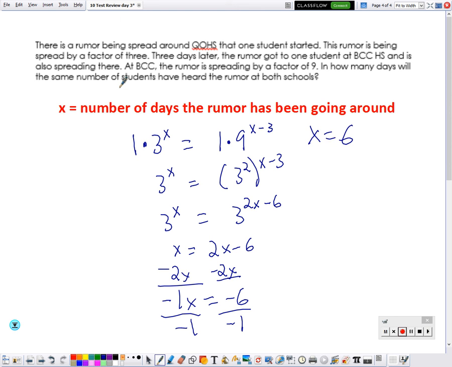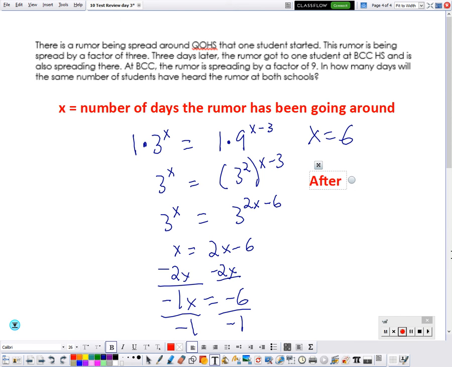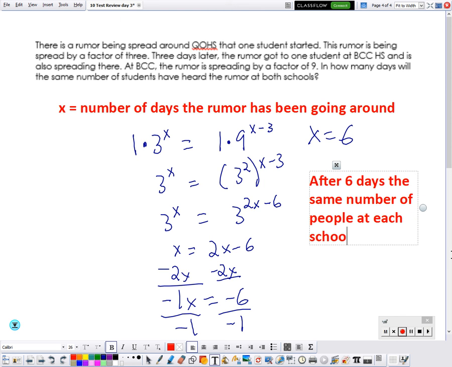So, as a sentence, after 6 days, each school will know the rumor. And that is an example of how we can solve a word problem by creating common bases.